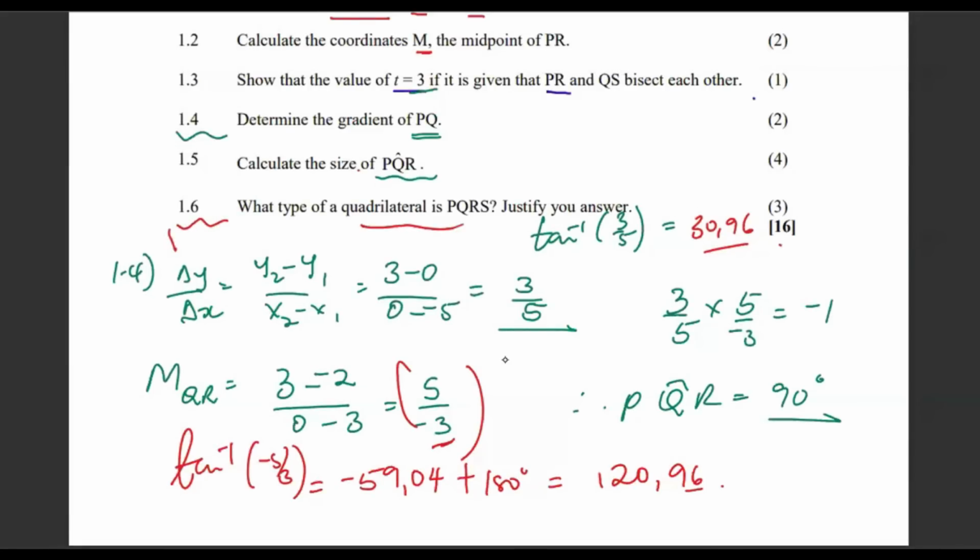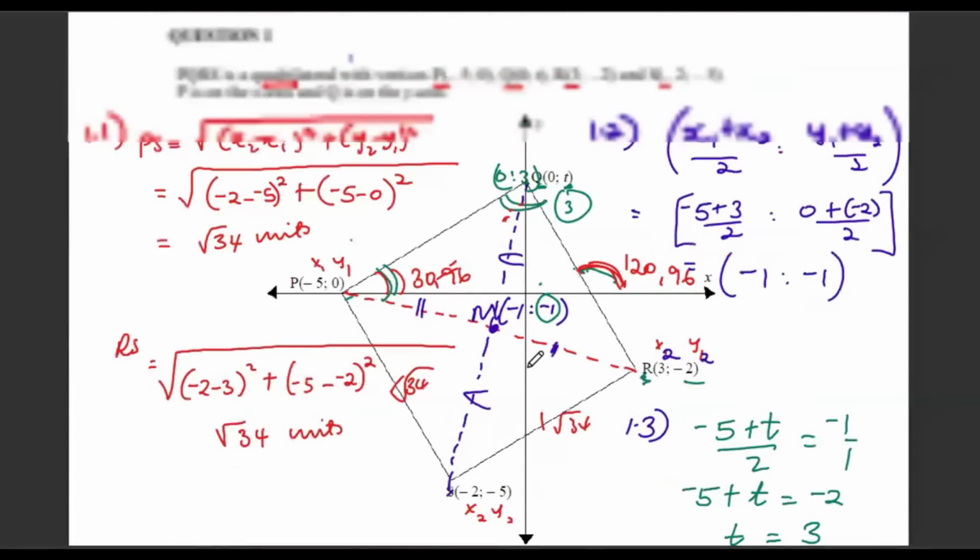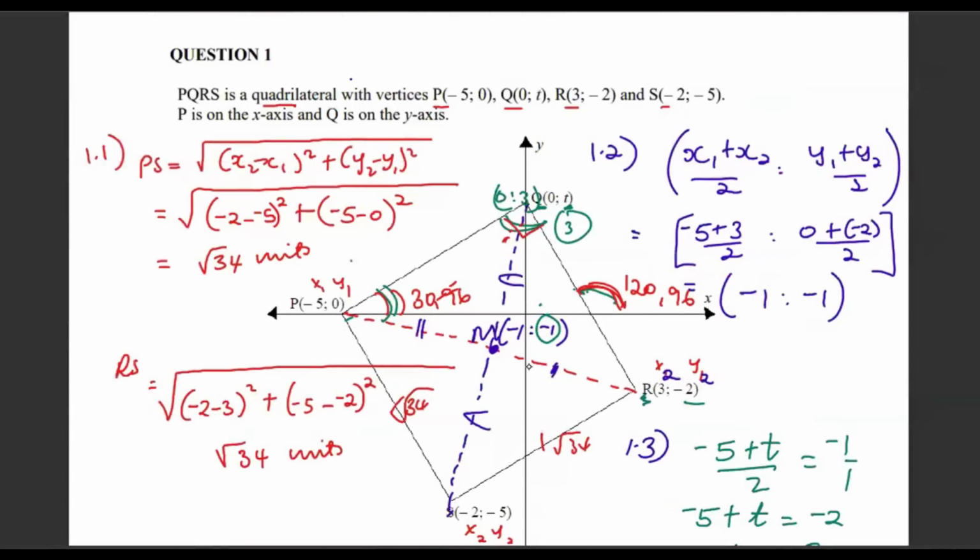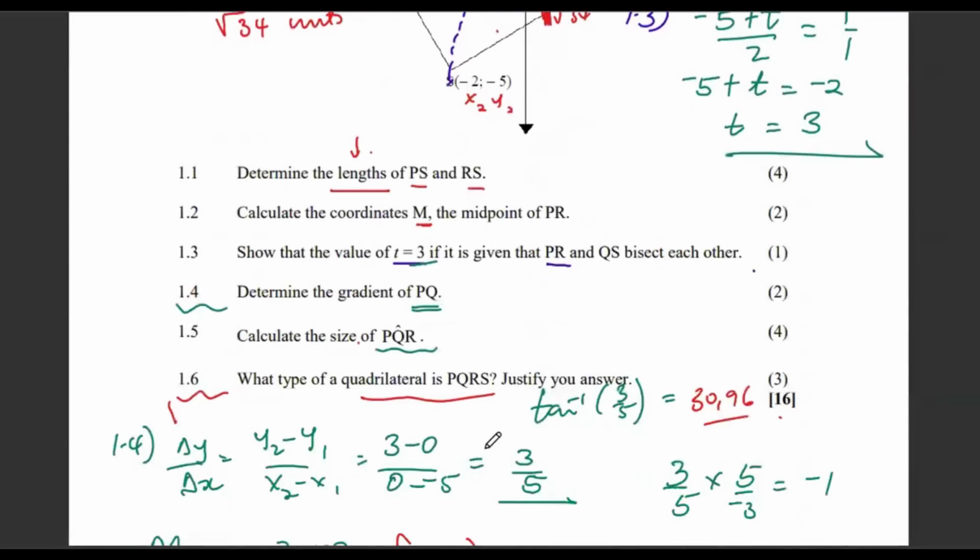All right, then 1.6, what type of quadrilateral is PQRS? Now we know that this is a 90. If that's a 90, we're seeing that this side is equal to that side, and chances are high that even these other angles are going to be 90s. So what sort of shape is this? It's going to be a square. I'm going to call it a square. The reason: there's a 90 degree angle, and we have sides that are equal.